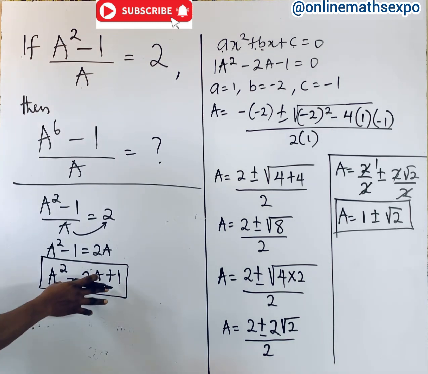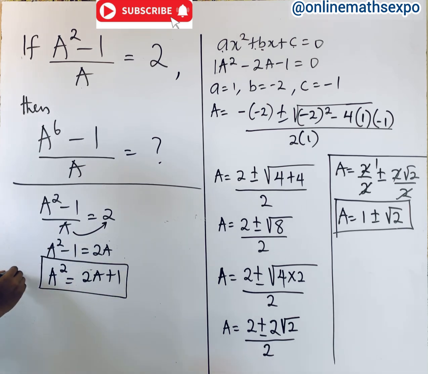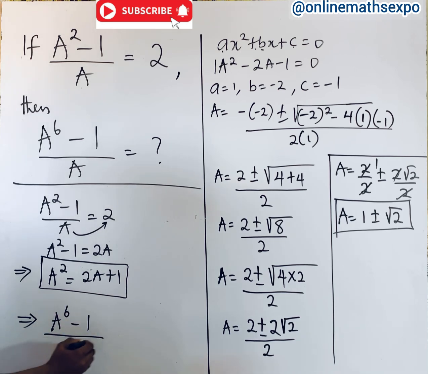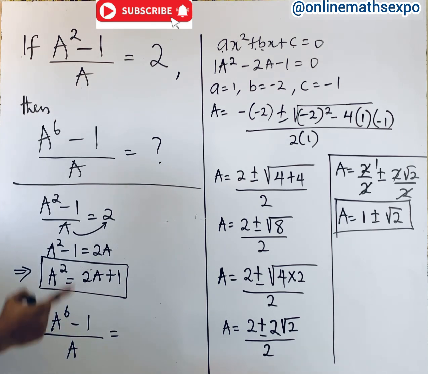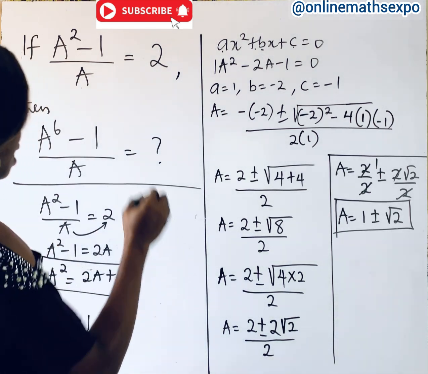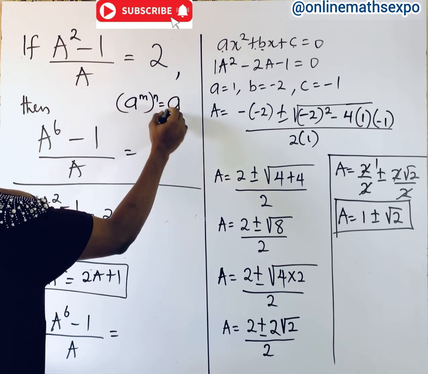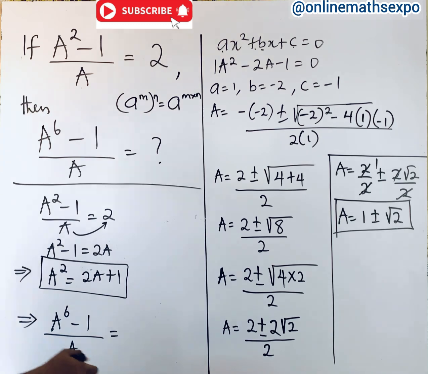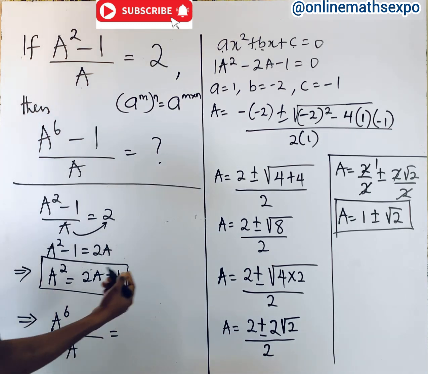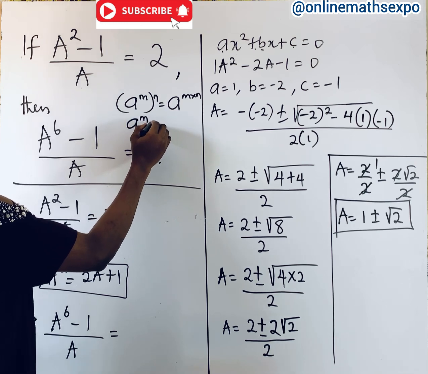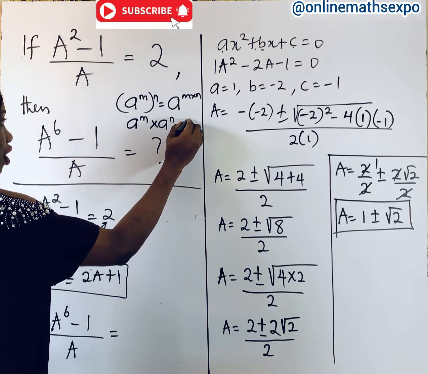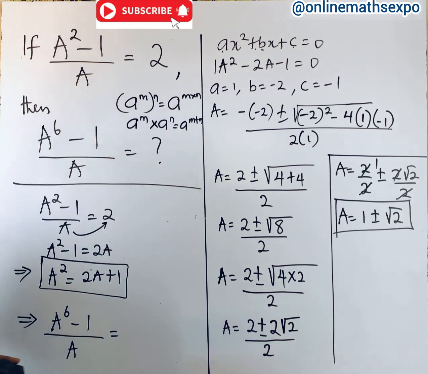So in that case, since this is our a, now look at what we are asked to evaluate. Now what do you do? From that point, we are going to have a raised to power of 6 minus 1 over a is equal to, remember your rule of exponent. There's this rule that says if you have a raised to power m raised to power n, it means a raised to power m times n. There's another rule that says a raised to power m multiply a raised to power n is a raised to power m plus n. These are going to guide us.